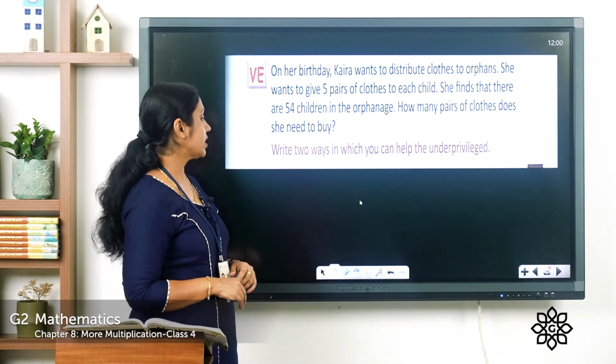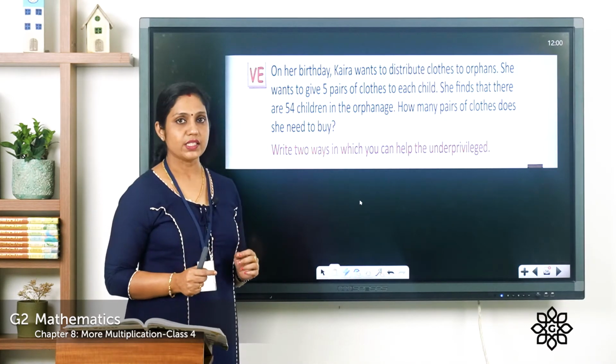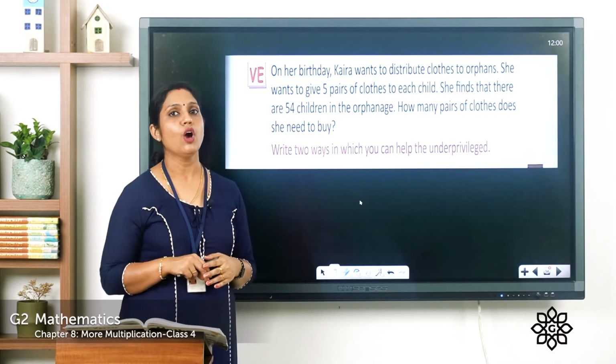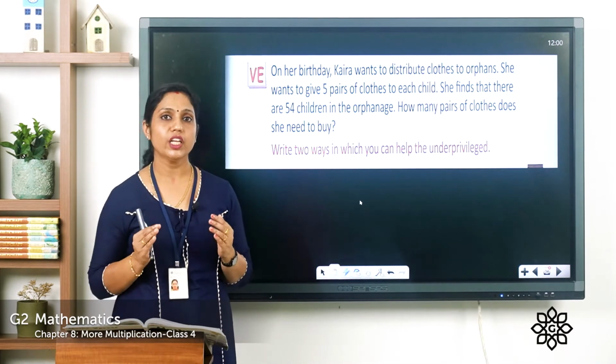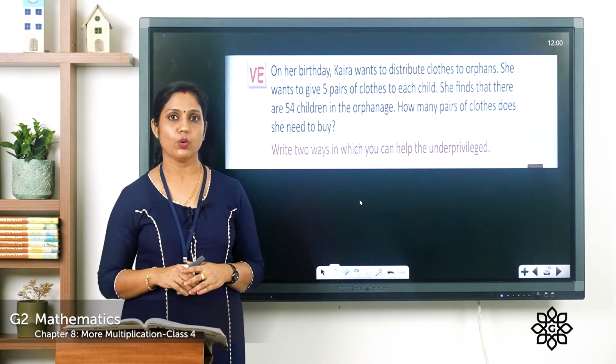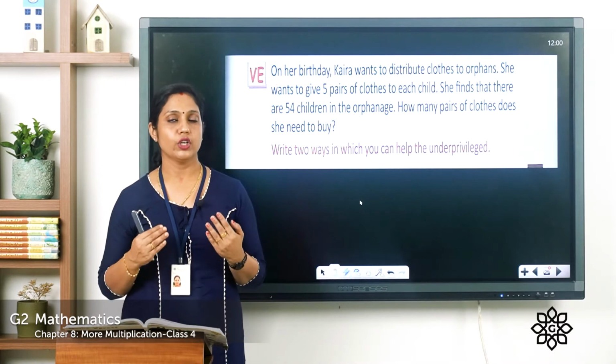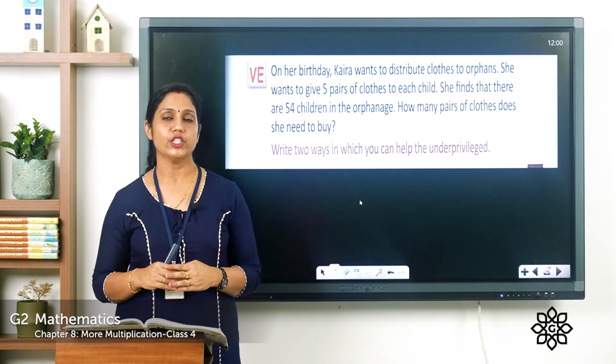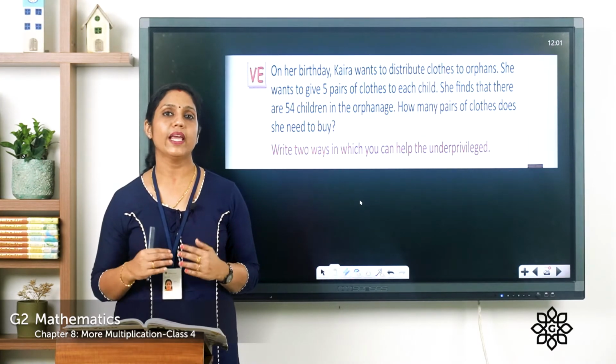Now we have one more question there. Write 2 ways in which you can help the underprivileged. Underprivileged here means the orphans. So can you find out any 2 ways how you can help these orphans? You can donate food, you can donate clothes, and also you can sponsor their education. By doing so, you will be helping them.